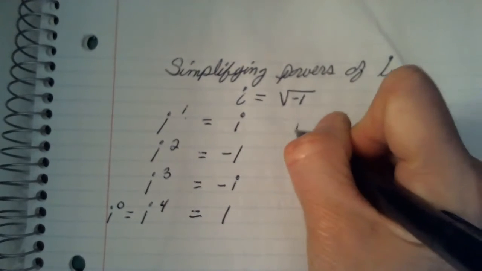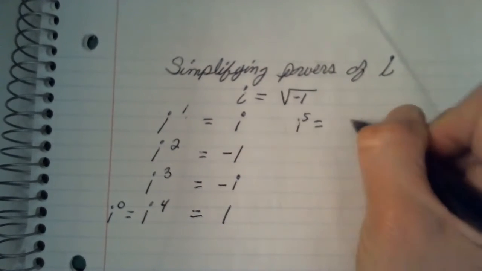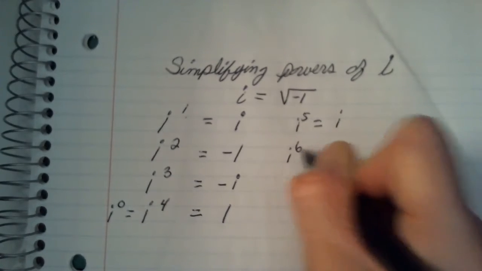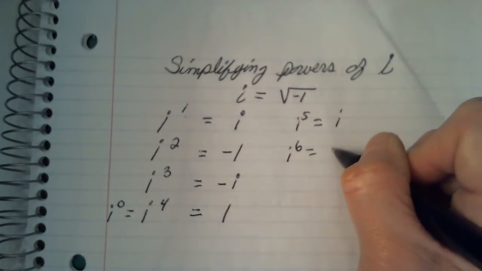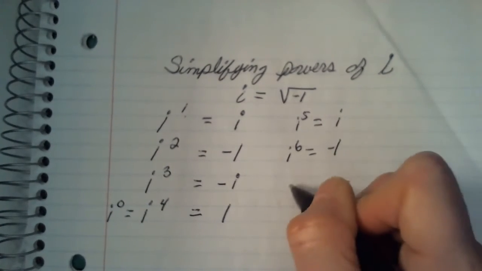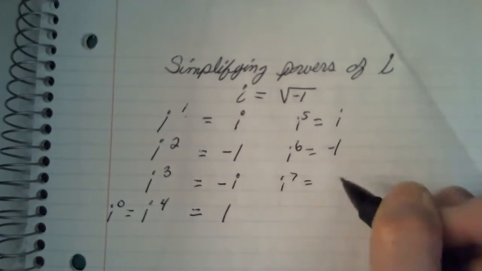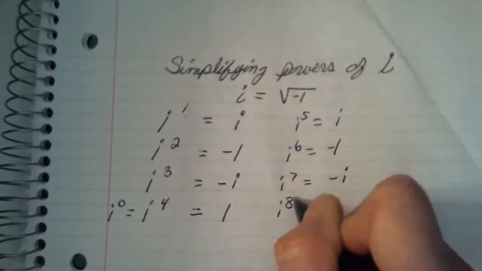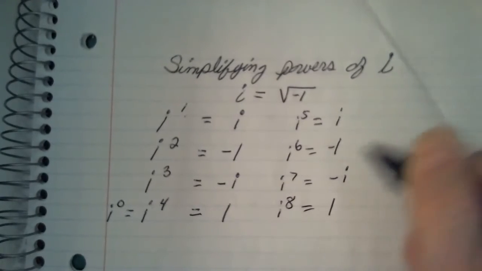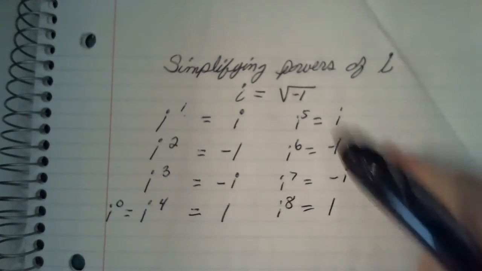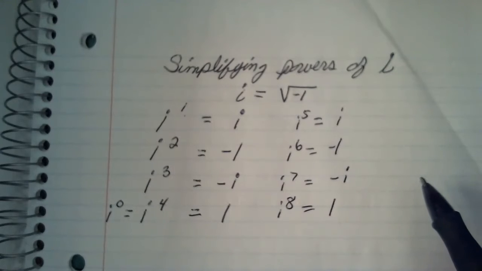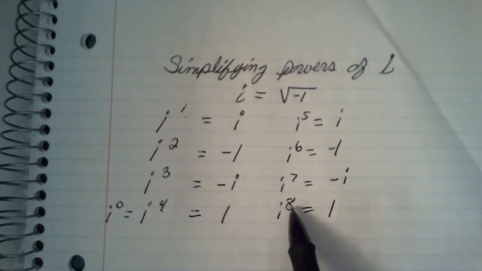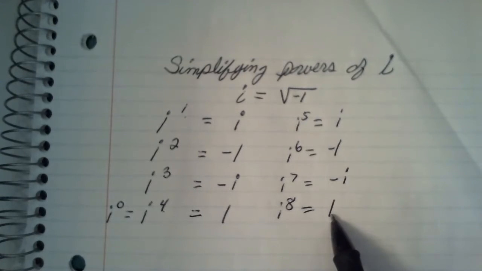So if I had i to the fifth power, I would be back up to equals i. i to the sixth power, I would be back up to equals -1. i to the seventh power would equal -i. And i to the eighth power would equal 1 again, and back again. It just repeats this pattern over and over again. So every multiple of 4, i to that multiple of 4 will equal 1.